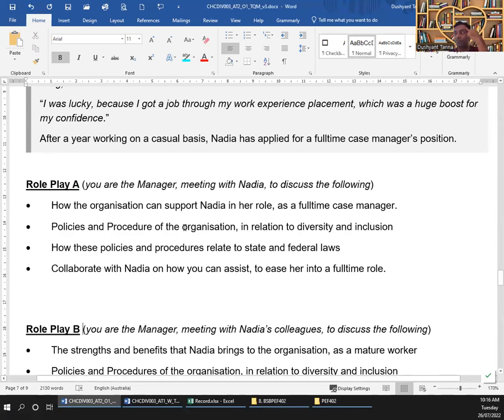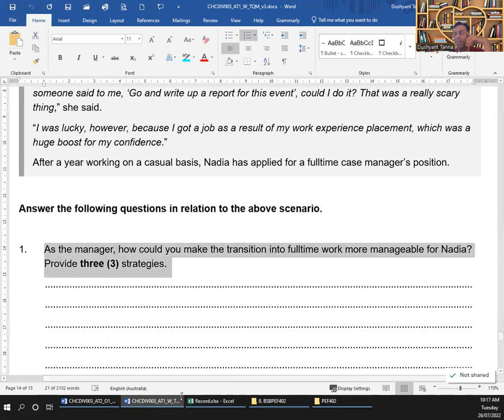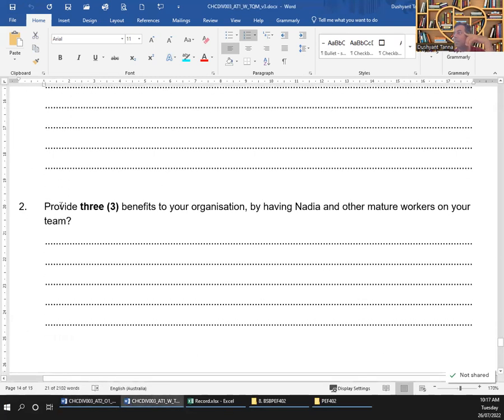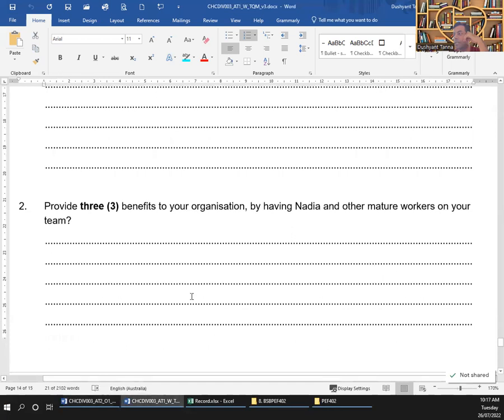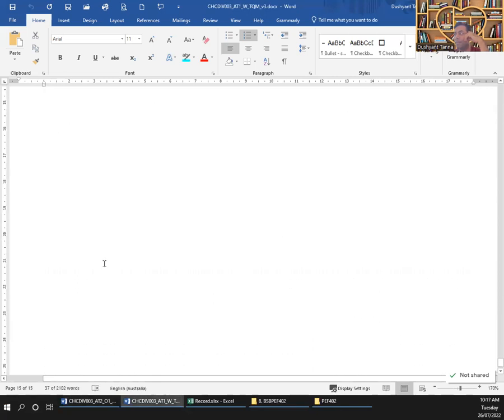How the organization can support Nadia in her role as a full-time manager, how policy and procedure relate to state and federal laws, and collaborating with Nadia, how you can assist to ease her into her full-time role, supporting Nadia in any ways you can. Again, same thing. As a manager, how could you make this transition easy, right? How can the organization support her? Collaborate with Nadia, how can you assist in a full-time role? Three benefits of having a mature worker. Up here, how are you demonstrating any flexibility, right?